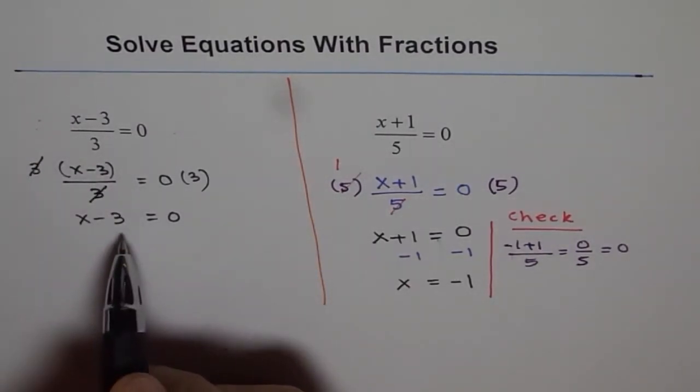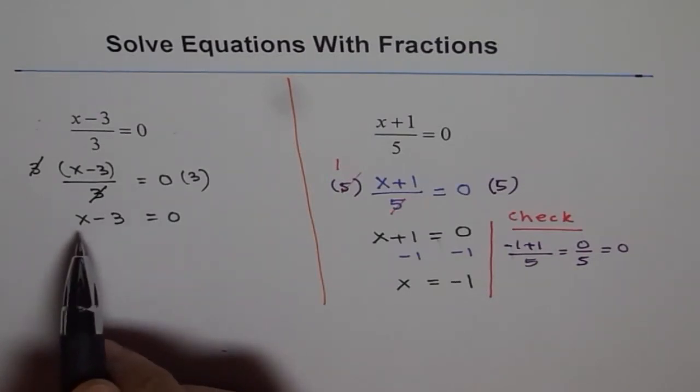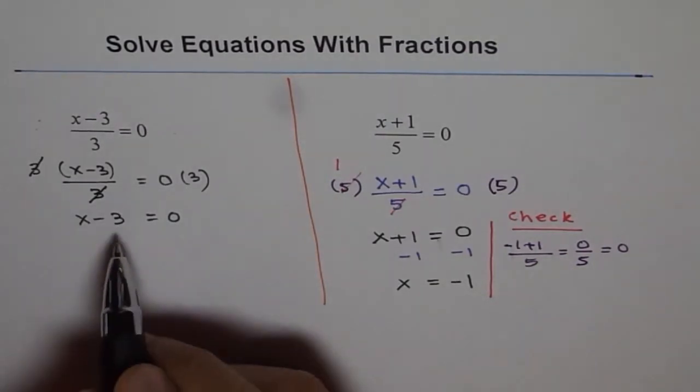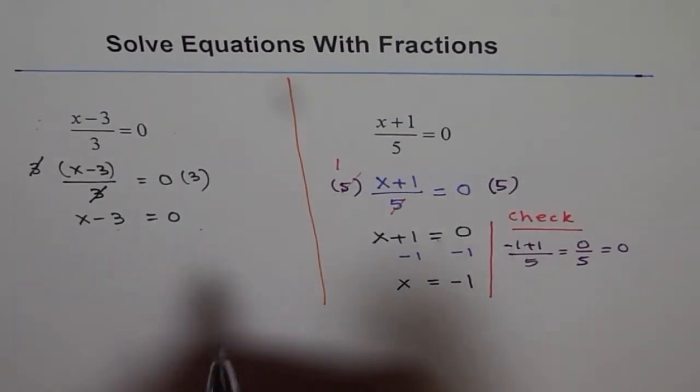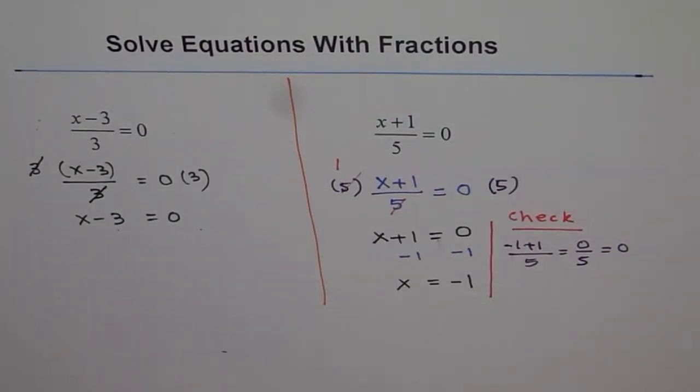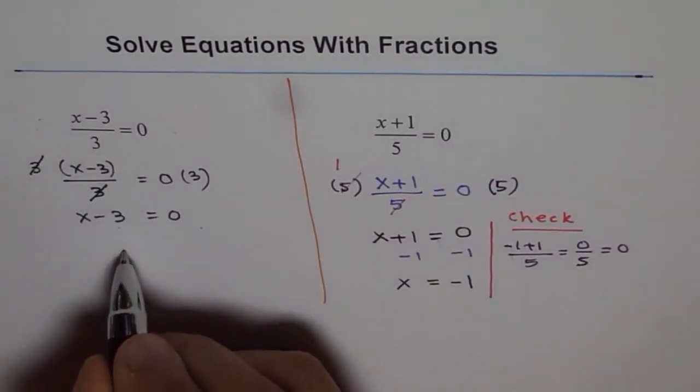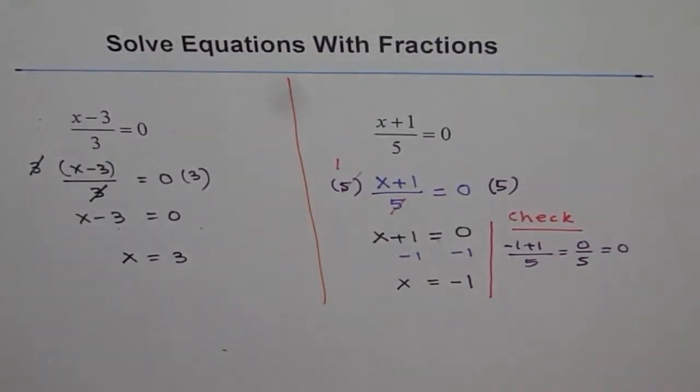Do we get the same thing here? Yes, we do. So we get x minus 3 equals 0. And now we can take 3 to the other side. When we take minus 3 to the other side, it becomes plus. So we get x equals plus 3 as our answer.